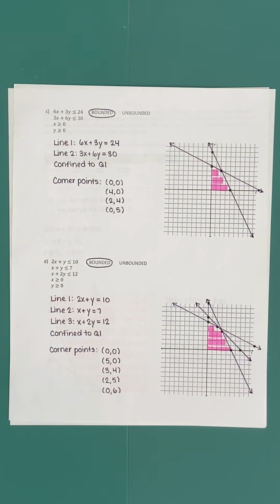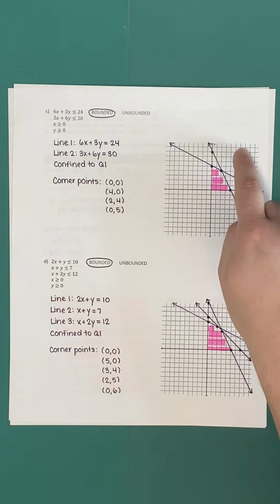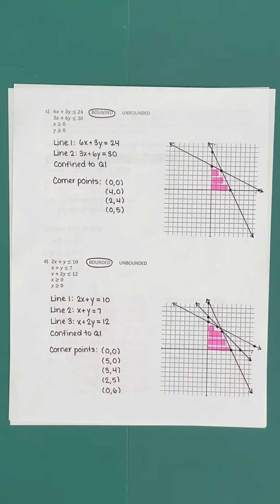Now notice based on our shading and based on the corner points, how they define that region, this region is actually going to be bounded. So we could draw a large enough circle to enclose this entire area. This entire area does not continue, it's confined to that one small space. So that means that this solution region is going to be bounded. Any solution we want has to be an ordered pair in that region. So there are infinitely many points in that region, but all the points we have as part of our solution are going to stay confined to that small space.